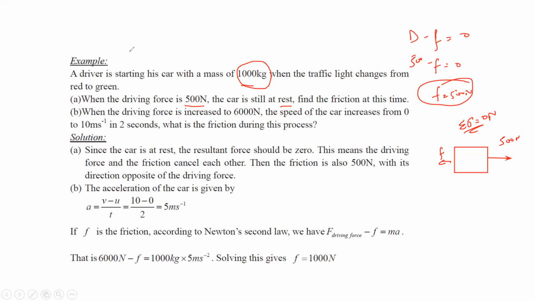The second part: when the driving force increased to 6000 Newton, the speed of the car increases from 0 to 10 meter per second in 2 seconds. What is the frictional force during this process? So how can we work out the frictional force?